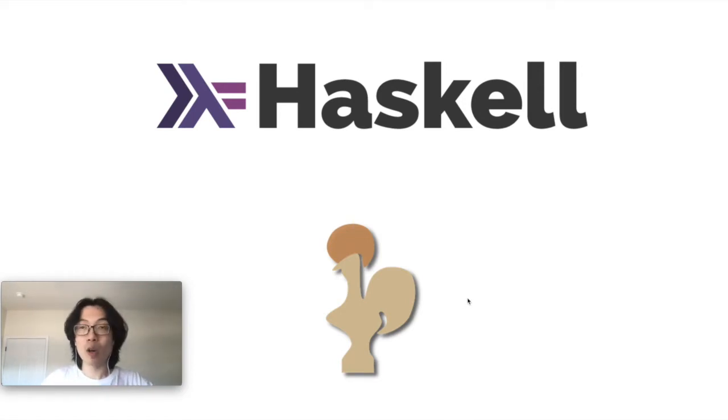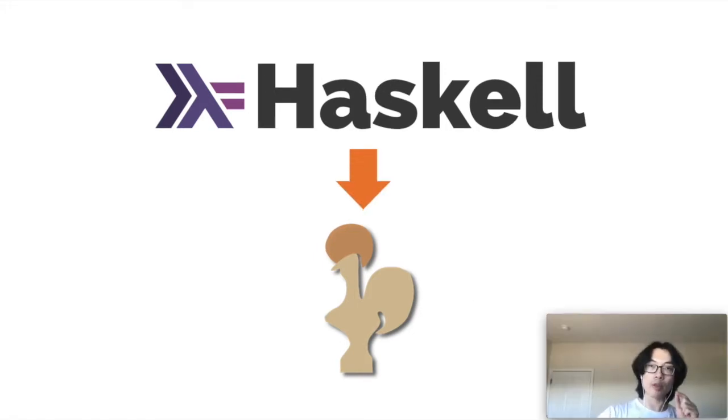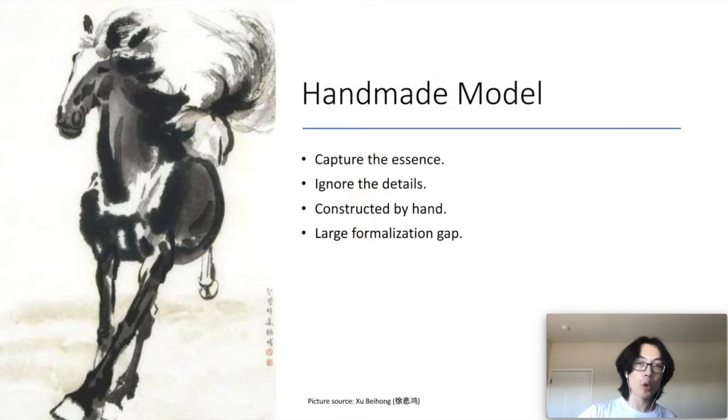But first, we will need a way to transform a program written in Haskell into a program written in Coq. Now, how do we do that? Traditionally, there are two ways of doing that. The first one is manually extracting a model, or in other words, to manually translate the program in one programming language to another programming language.